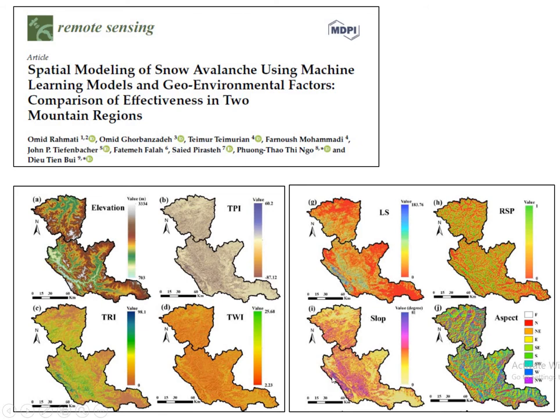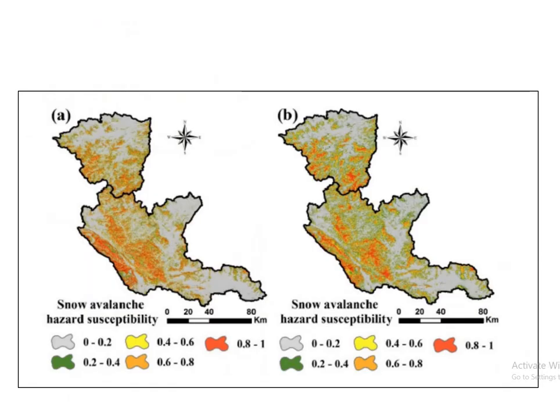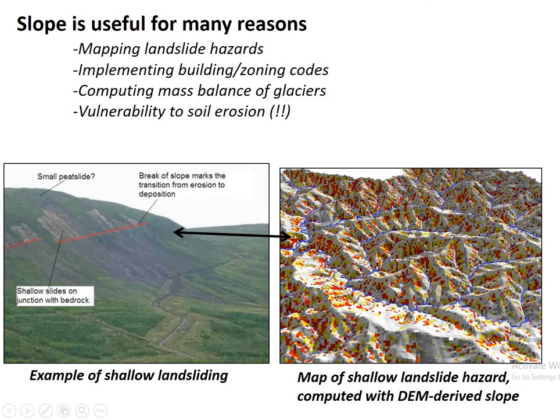So this is an example of how you might compute slope and aspect on a raster for every pixel in a raster, and then use it as part of some larger calculation, for example, the avalanche hazard in the Himalaya. And then here's the output map of snow avalanche hazard susceptibility. Pretty cool work.